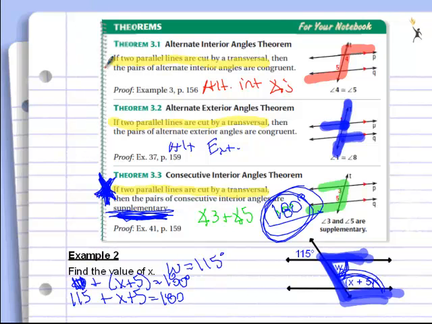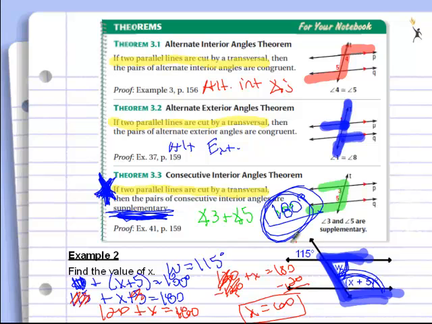I know that 115 plus 5 is actually 120. So now I have 120 plus x equals 180. Well, you know how to solve this. We subtract 120 from both sides. So 120 minus 120, or 180 minus 120, I get x equals 60.